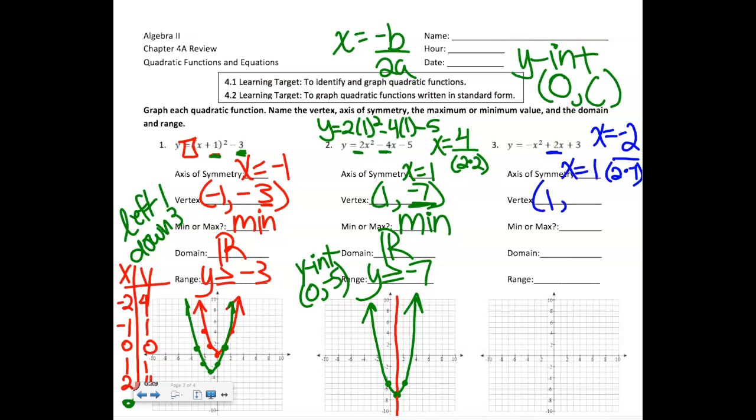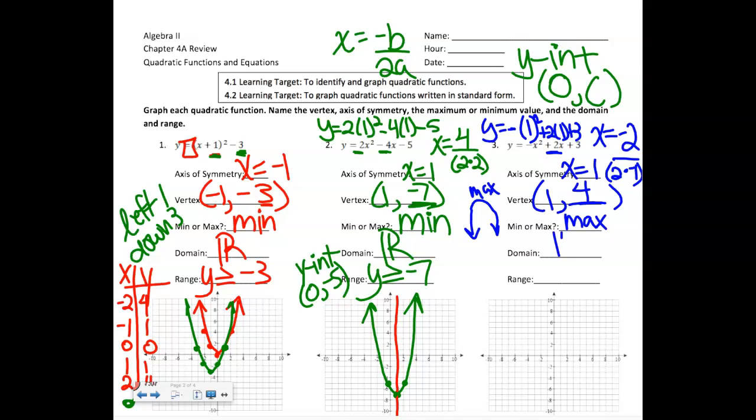I'm plugging this down here, and then I have to plug in 1 to find my y. Notice this x squared has a negative in front, so when you square this in your calculator, you're only squaring the 1, not the negative. So I'm going to have 2 times 1 plus 3. And so then when I plug that all in, I'm going to have 4. Now this time I have a negative in front, so we're forming an upside down U, which is a max.